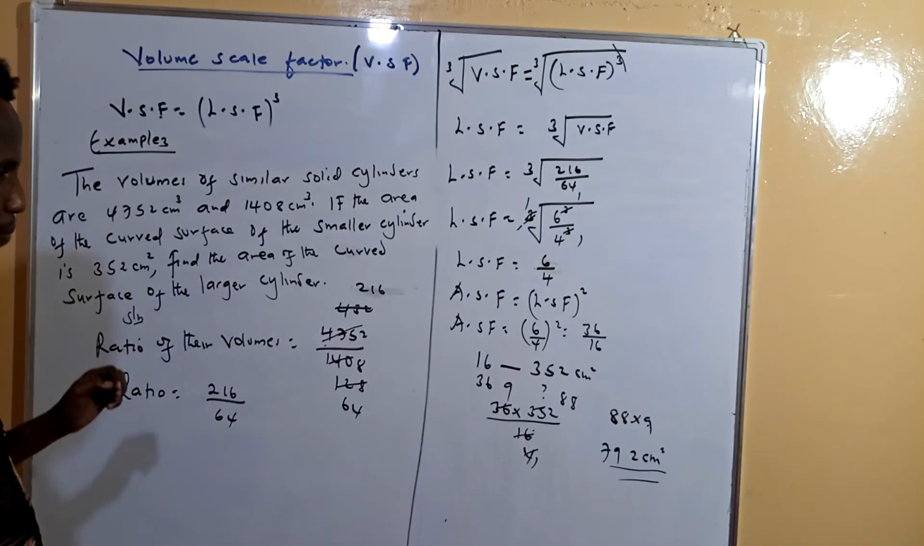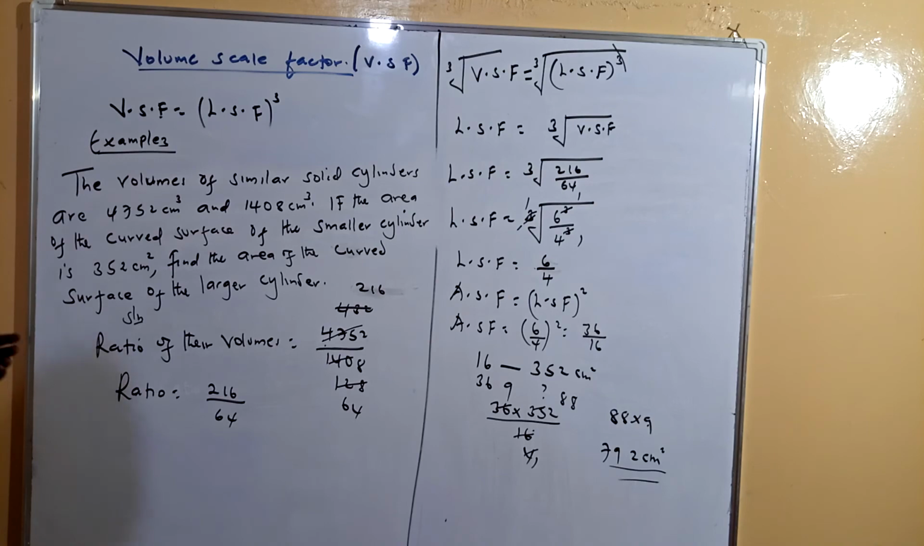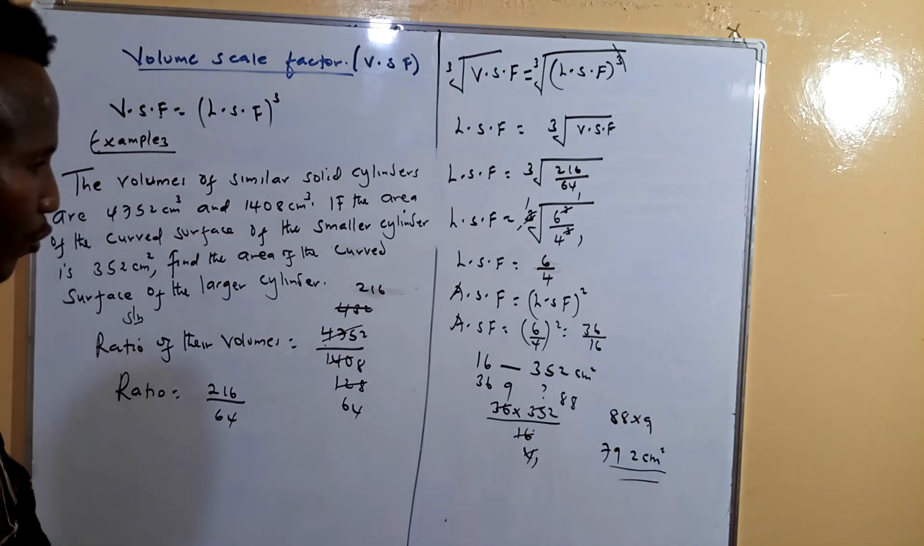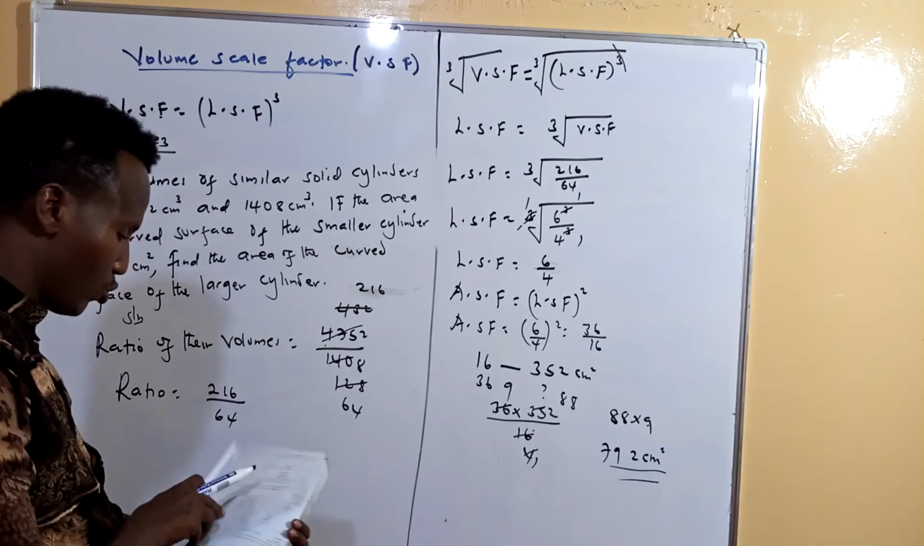So this is the application part, because you have the volume and the area, then you are told to get the area of the other cylinder, and this is how you are going to solve such kinds of questions.